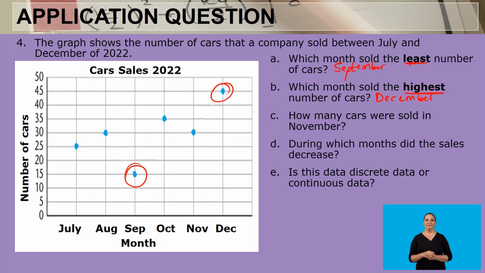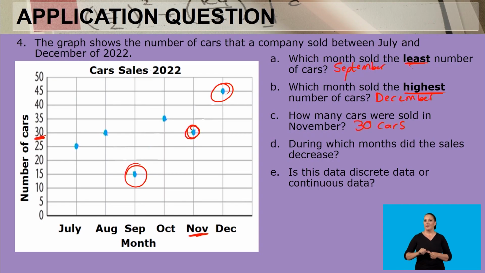The next question says, how many cars were sold in November? So we are going to go to the month of November and see which point is placed there. And as we can see there, the number of cars that were sold in November are 30 because we can see that that point is at a 30. So these were 30 cars that were sold in November.